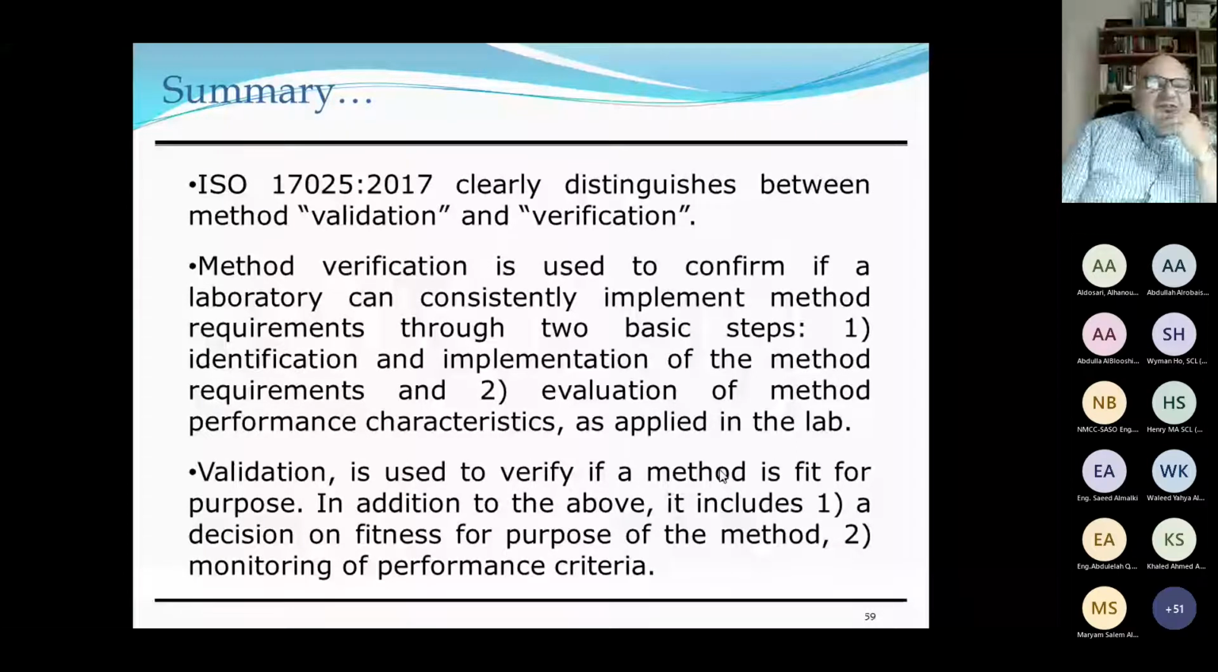Validation, on the other hand, is used to verify if a method is fit for purpose. In addition to the above, it includes a decision on fitness for purpose of the method and monitoring of performance criteria.